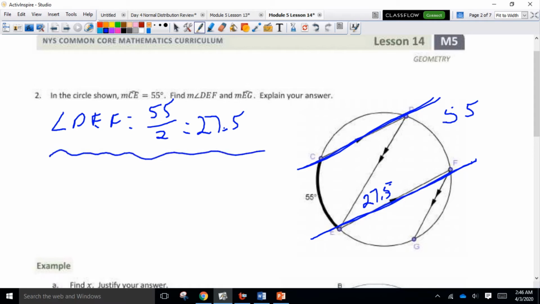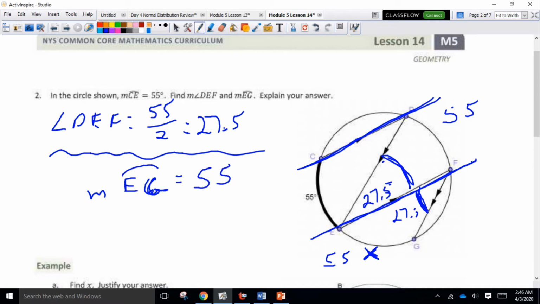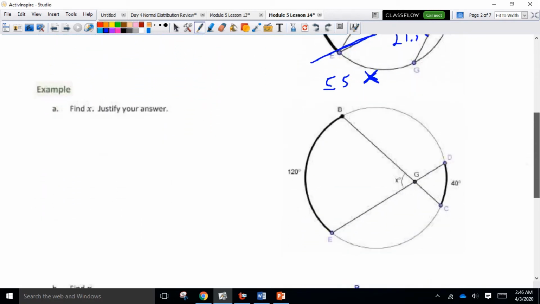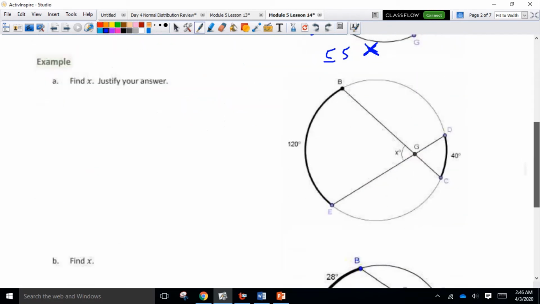Okay, and arc EDG, or this guy down here, this arc. If this is 27.5, then this is also 27.5 because they're alternate interior angles. And then we double that, and we get 55. So the measure of arc EG, not E6, is 55. Okay, so that should have all been reviewed.